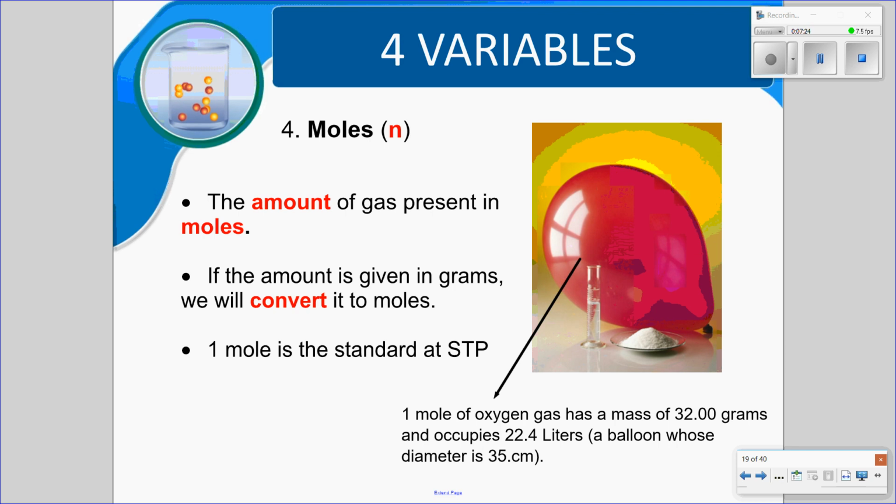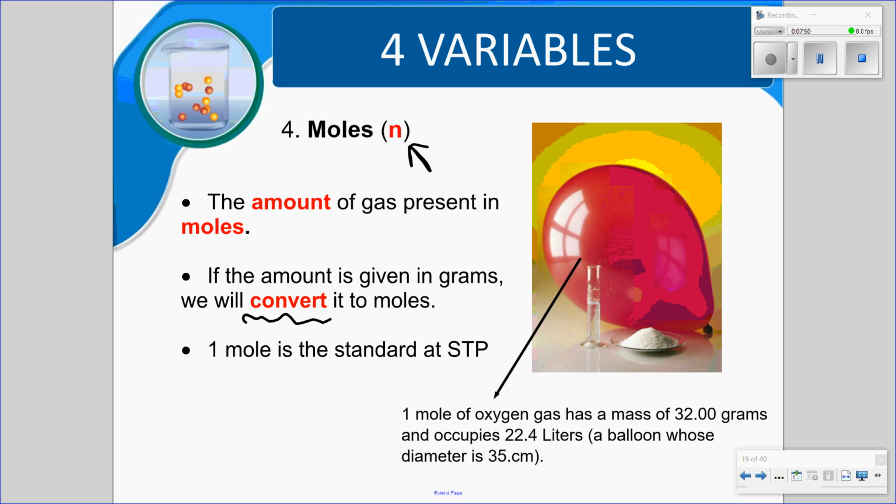The fourth variable is moles, which is notated with an n. That's an important distinction. Don't notate it with an M, because remember, M is meters. It's the amount of gas present in moles. So it's essentially like how much of the gas you have. If the amount is given in grams, you're always going to convert it to moles. Don't leave it in grams because moles is what we're going to use. It's the standard at STP.